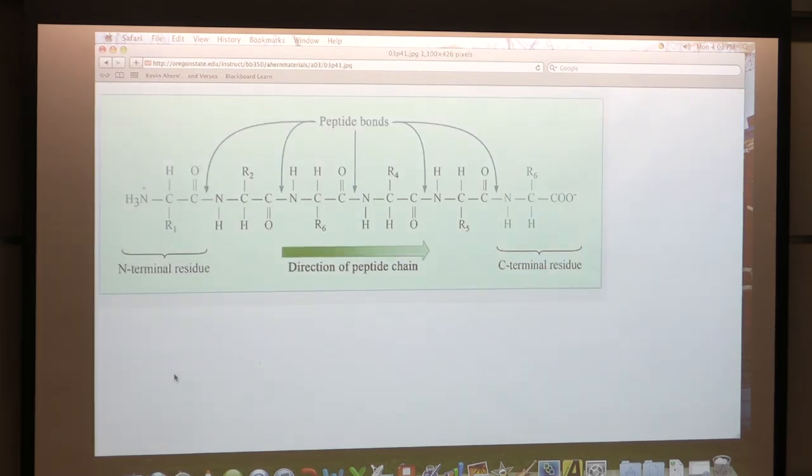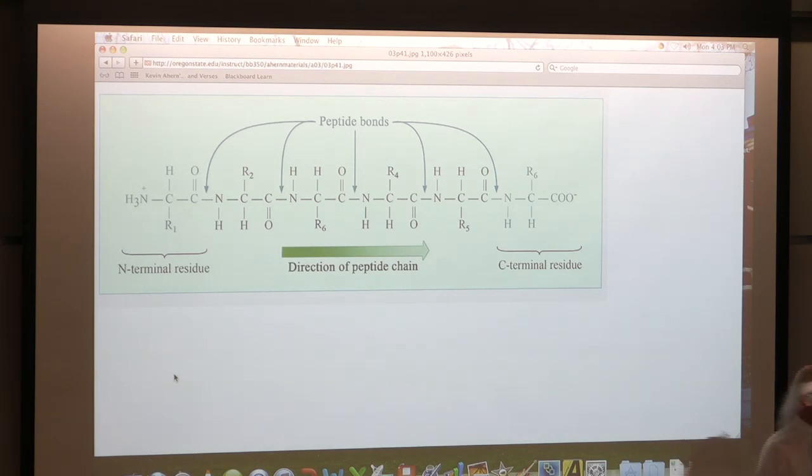Okay, so now we see a polypeptide, meaning that we have several of these amino acids that have been joined together. You can see where all the peptide bonds are. There's our alpha amine, the free alpha amine, so that's the amino terminus, and here's the free alpha carboxyl, and that's the carboxyl terminus.